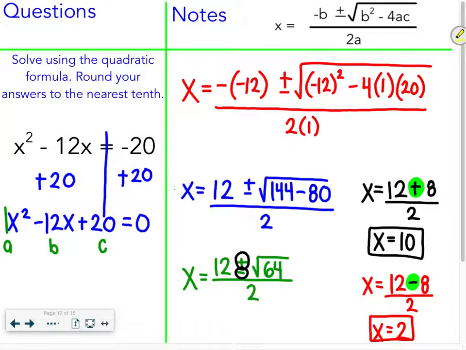So this parabola, if you graph it in a graphing calculator or by hand, would cross the x-axis or intersect the x-axis at positive 10 and positive 2. So that is where the parabola intersects the x-axis. So those are your two solutions.